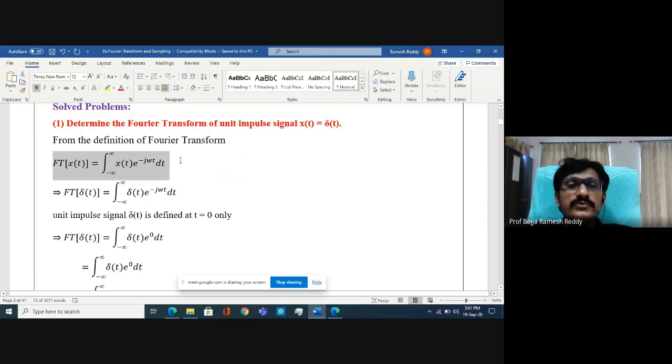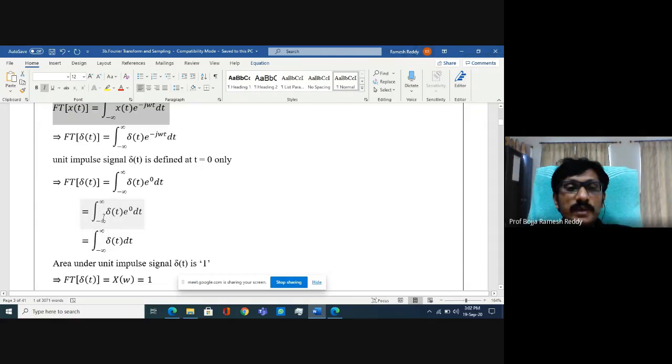This is the formula used to evaluate the Fourier transform. Fourier transform of del of t is equal to the integral from minus infinity to plus infinity of del of t e power minus j omega t dt. The unit impulse signal del of t is defined at t equal to 0 only. If t is not equal to 0, del of t is 0. If t is 0, what happens? It becomes e to the power of 0, which is 1. The remaining part is the integral from minus infinity to plus infinity of del of t into e power 0, that is simply del of t because e power 0 is 1.